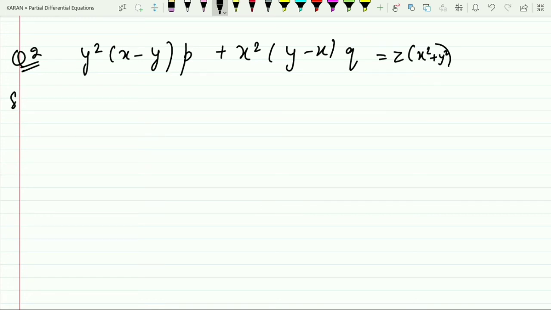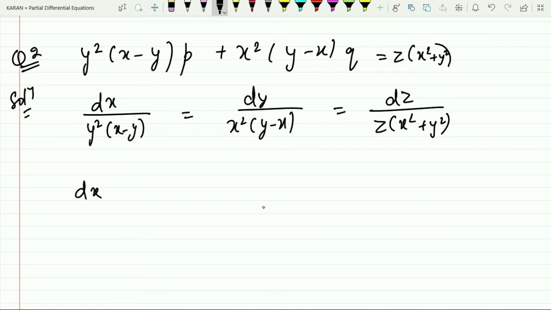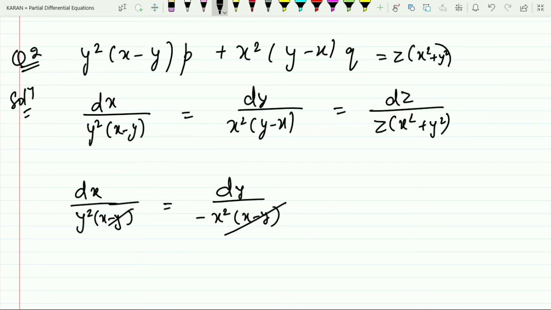Right, now first of all we will write the Lagrange auxiliary equation. So this will be dx divided by y square into (x minus y), this will be equal to dy divided by x square into (y minus x), this will be equal to dz upon z into (x square plus y square). Right, now if you take the first two fractions, so you should remember all the previous rules. You cannot take the risk of forgetting the previous rules. If you take minus to be common, this will be x minus y. Now just cancel them out, right?